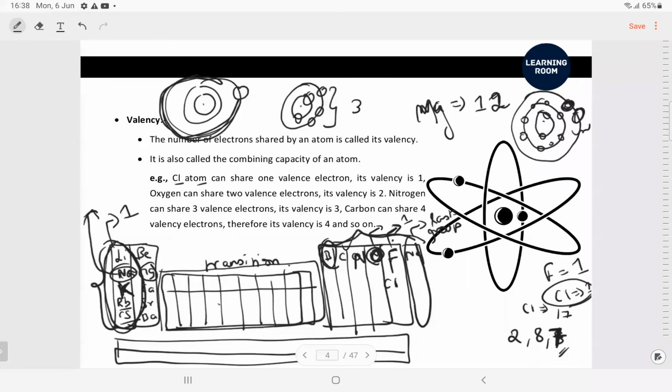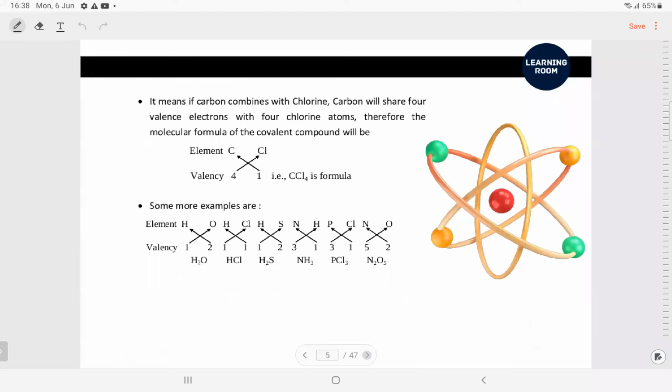Now, moving to our next slide. Here I have taken C, carbon. How many carbon is there? How many chlorine is there? 4. So 4, according to math terms, how will you determine 4? Tetra.